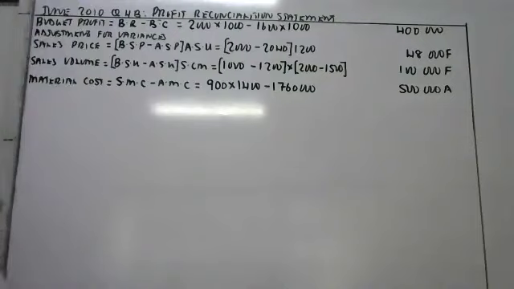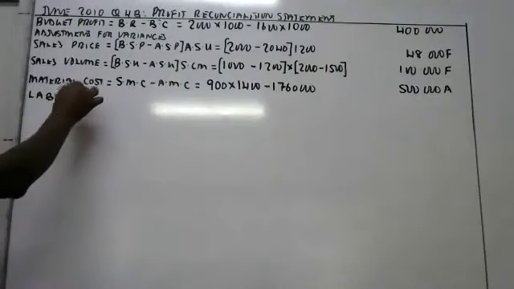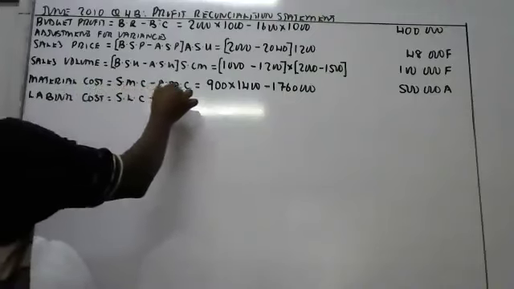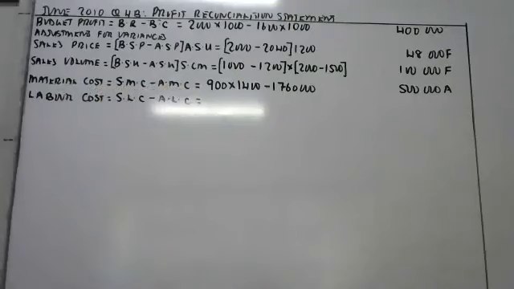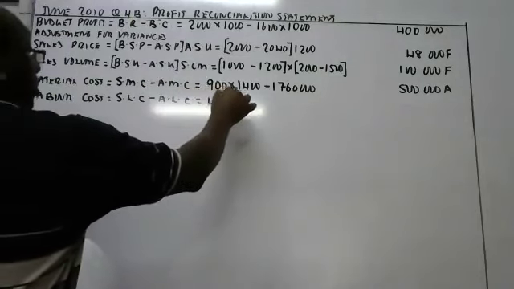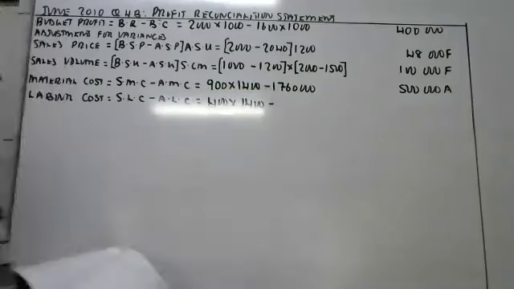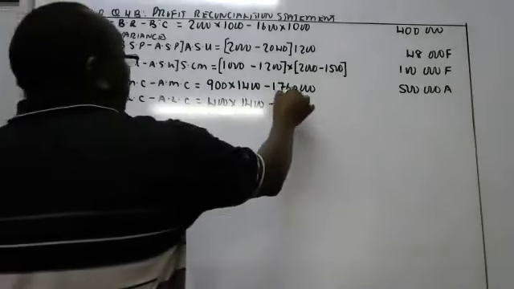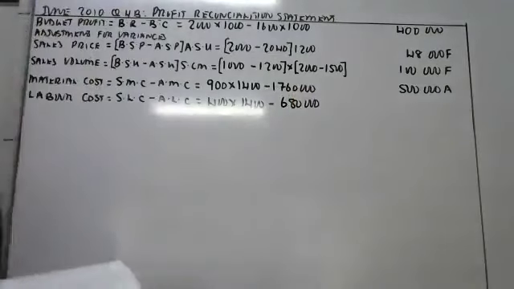These reconciliation questions, if they have a problem, can take a lot of time. Labor cost. Labor cost is standard labor cost minus actual labor cost. So you go up there, the standard labor, 1 unit was supposed to be 400. You multiply by the actual units that were produced, 1,400, minus the actual labor cost that was spent, 680,000.